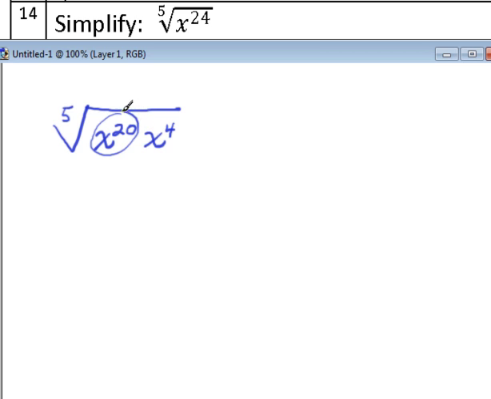X to the 20th is a fifth power, so we can take that out of the root, and when that comes out of the root, that's equal to x to the 4th. Just divide 20 by 5 to get that. So we have an x to the 4th outside the radical, and an x to the 4th left inside the radical.